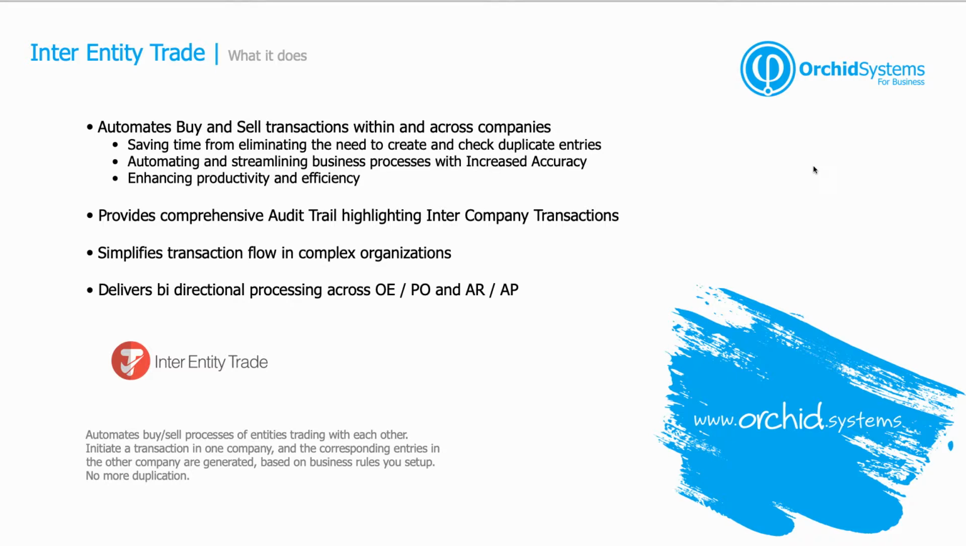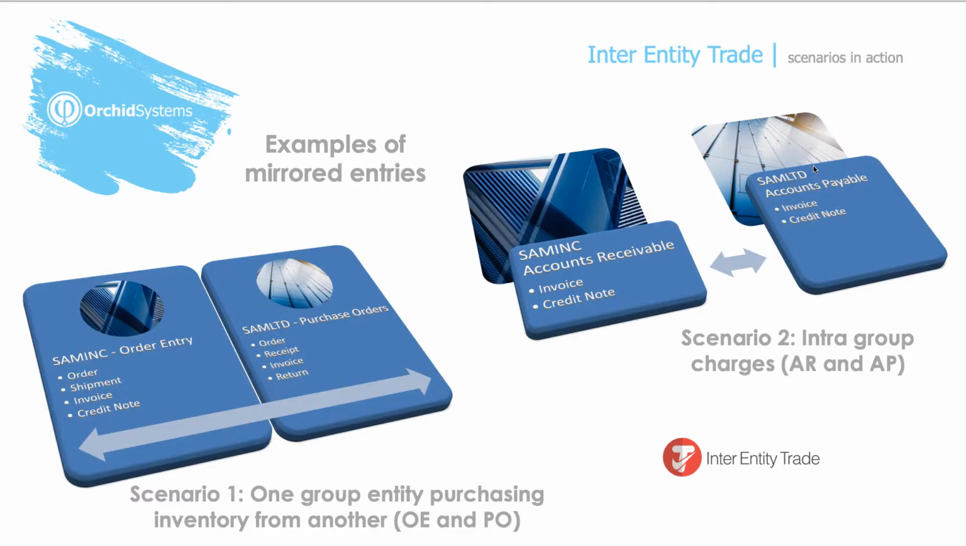Inter-entity trade automates buy and sell transactions within and across companies. It provides a comprehensive audit trail highlighting intercompany transactions, simplifies transaction flow in complex organizations, and delivers bi-directional processing across order entry and purchase orders and accounts receivable and accounts payable. So with these examples, in scenario one, we've got one group entity purchasing inventory from another. So we're going from order entry to purchase orders and back again.